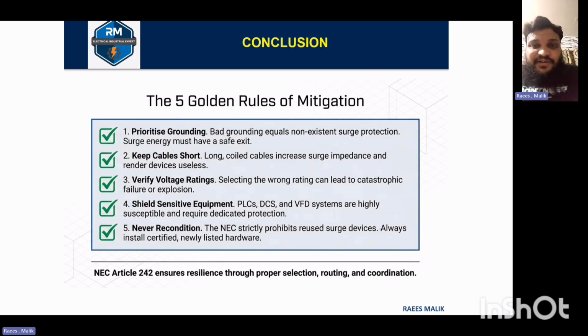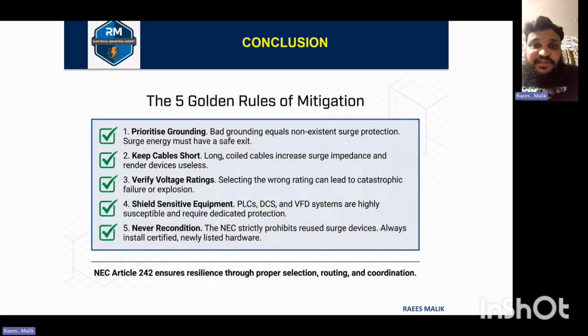So we have learned to always use a standard cable, and the cable should not be wrapped up, or we can say always use the minimum cable to the ground, so that its resistance is never increased and it can easily divert the surge energies to the ground. Number 3 is verifying voltage rating. So always ensure that the SPD's rating is greater than the available fault current or short circuit rating of the system. Otherwise, it can create a catastrophic failure or explosion in the plant or the system electrical equipment.